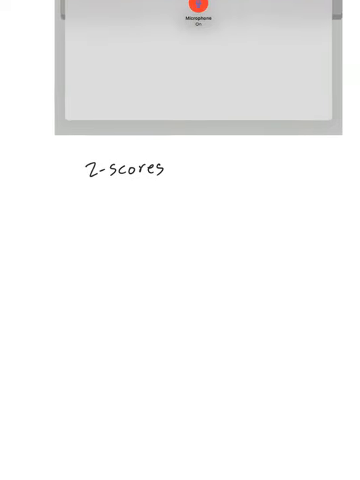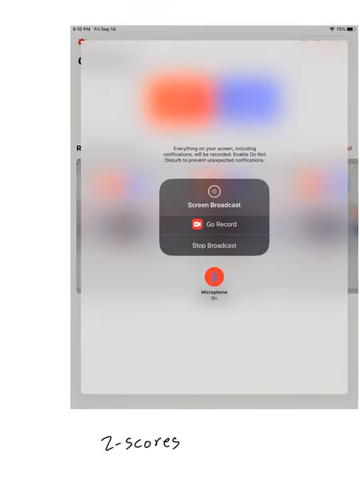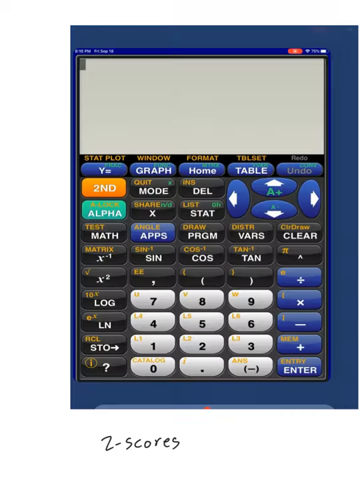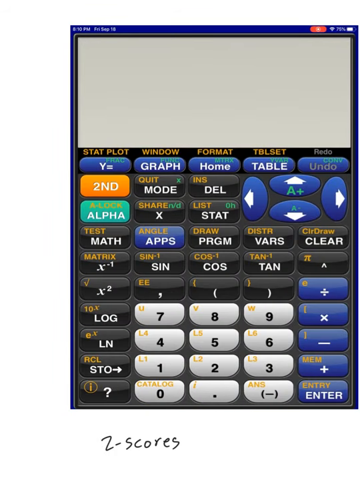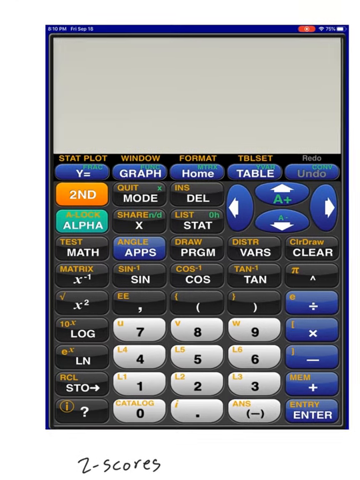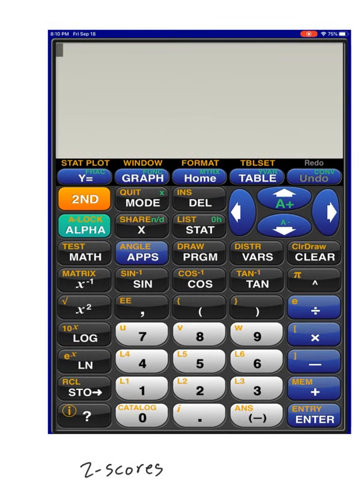So first, if I wanted to find the exact percentage of the area between, and I already know my z-score, let's say I wanted to know the area between negative 1.5 and 0.8.